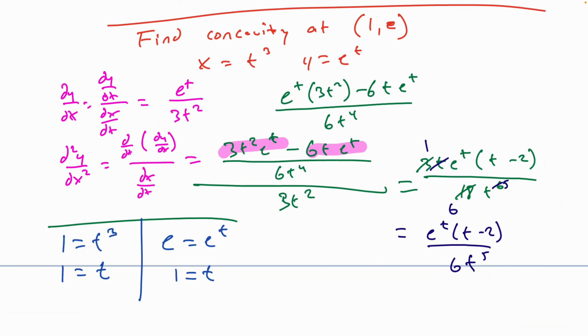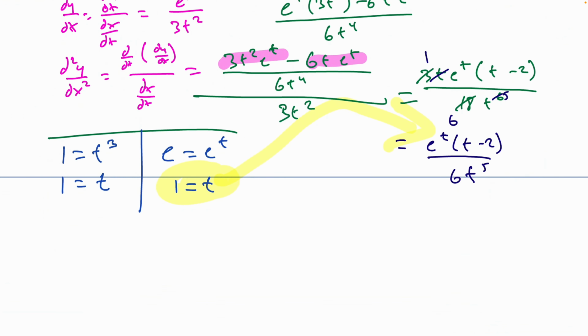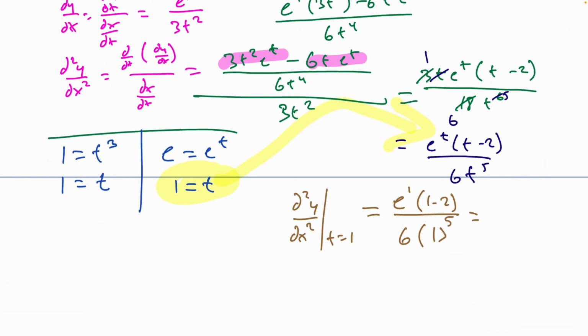We have a time now of 1 that we can plug into our second derivative to find out if it's concave up or concave down. So hey, we are almost there. These two problems, but a lot of work. So we have the second derivative of y, and we want to evaluate that at t equals 1. So we'll go e to the first times (1 minus 2) over 6 times 1 to the fifth. So 1 minus 2 is negative, so negative e over 6.